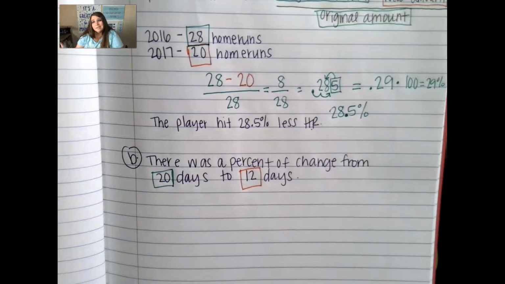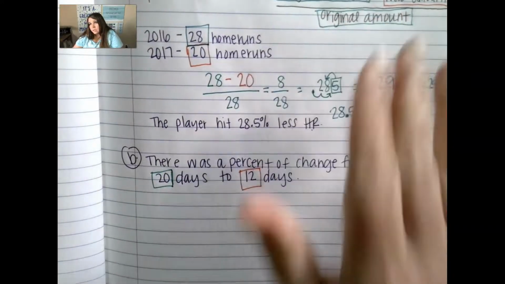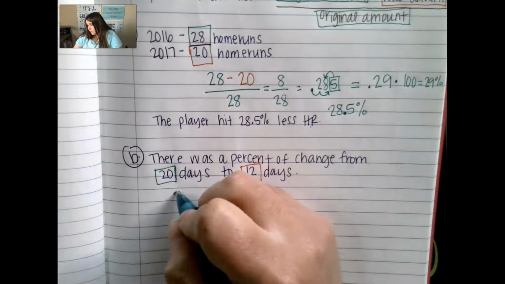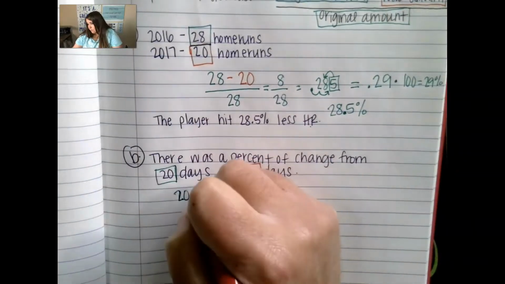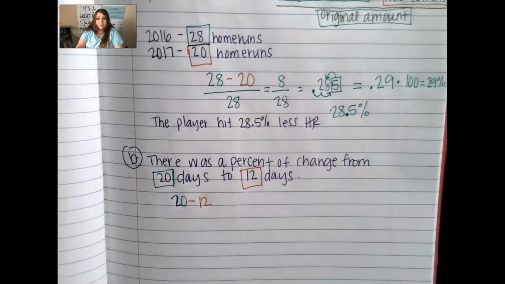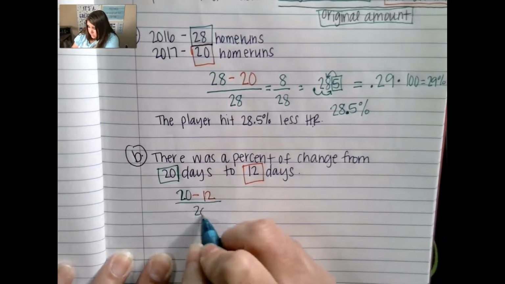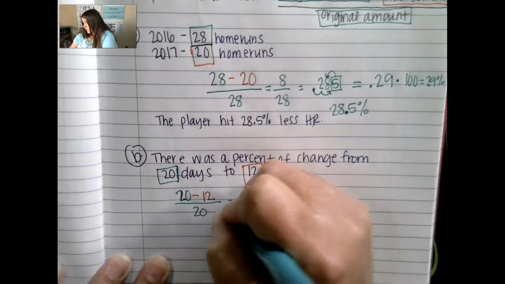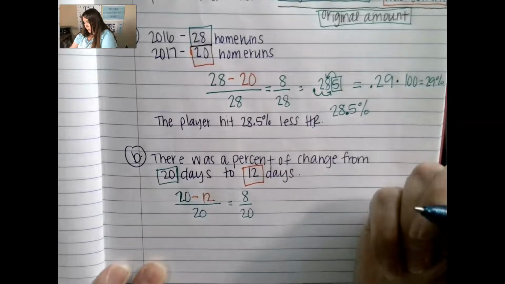So we're going to do the same exact thing that we did up here by taking the original amount and subtracting our new amount. So we're going to do 20 minus 12, and then we're going to divide all of that by the original amount, which was 20. So 20 minus 12 gives us 8, and we're going to divide that by 20.